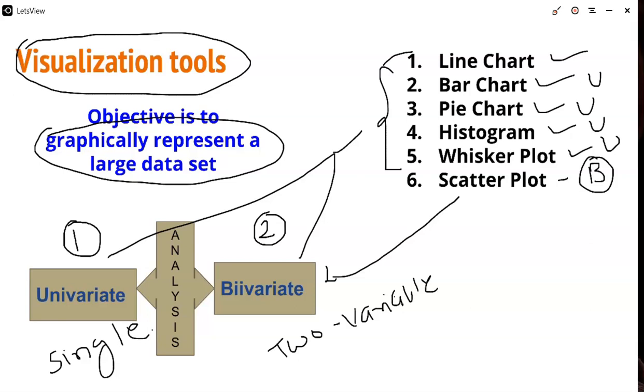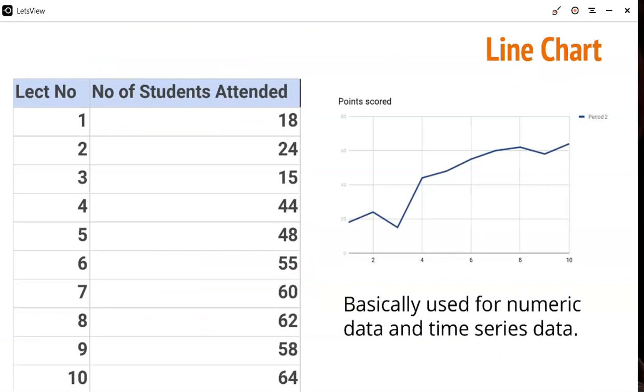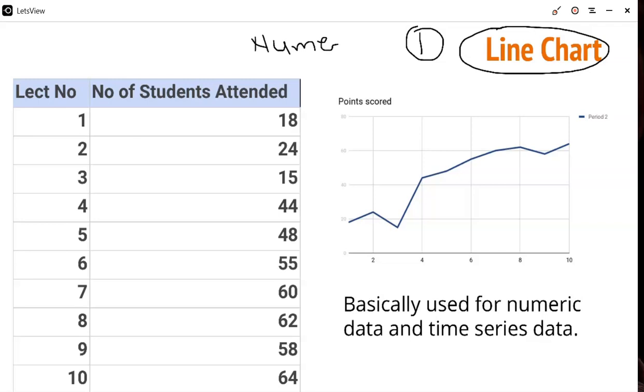We are going to see the purpose and the conditions in which we are going to use these different tools. The first graphical tool that is quite widely used to analyze a single variable, or univariate, is called the line chart. And this line chart is basically used for numeric data only, and for time series.